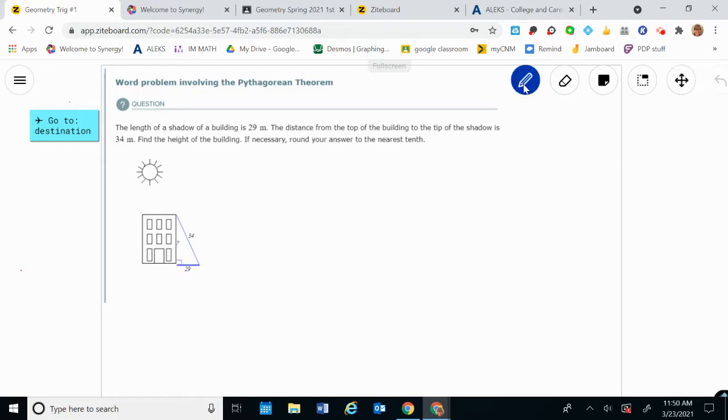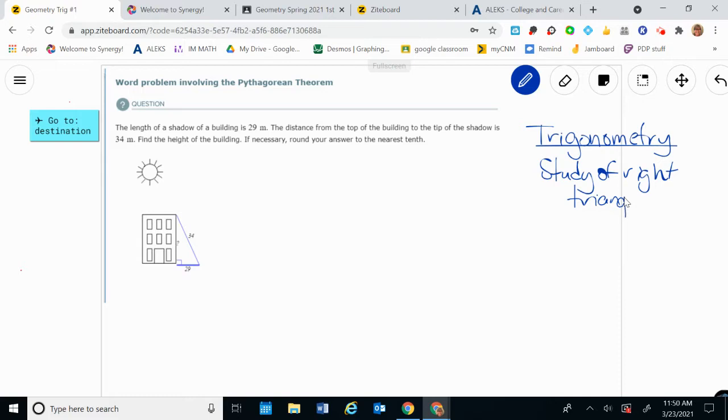Trigonometry, just so you know here. Ready? Here goes. This is how you spell it. Trigonometry. You are going to start a little bit of trigonometry. Trigonometry is the study of right triangles. And I mean, that is really all it is. It's the study of right triangles. So when we talk about trig, we're really only talking about right triangles.